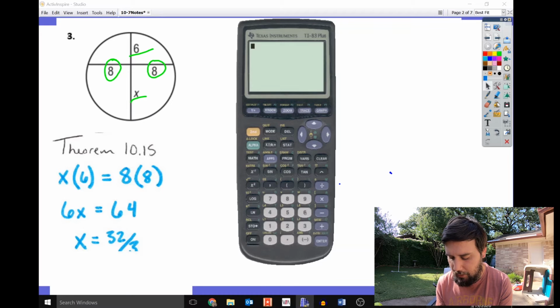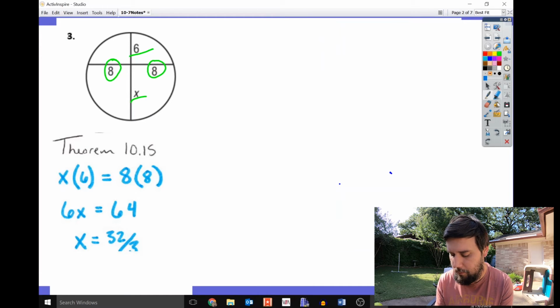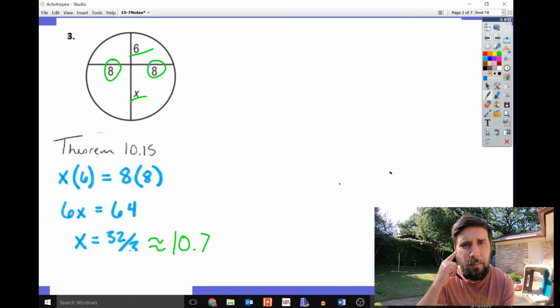We want to take 64 and divide by 6, and you're going to get 10.6666. If you want to write it as a fraction, you can, but I think it said to round to the nearest tenth, so we'll say about 10.7. Okay, easy enough, right? There's your first theorem.